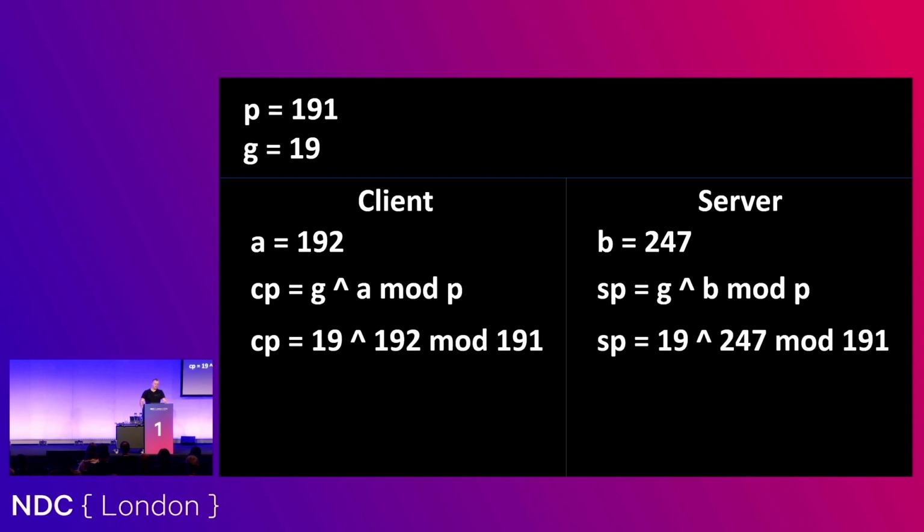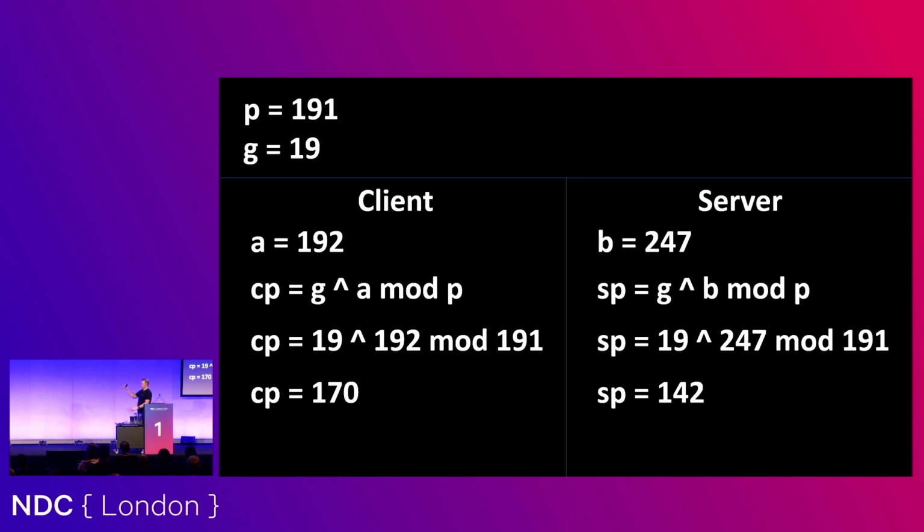So if we substitute in the numbers, we can see the calculation that we need to do. So the client's public value will be 19 to the 192nd power, mod 191, and the server public will be 19 to the 247th power, mod 191. If any of you have Wolfram Alpha handy, you can double check my maths here. I double checked them earlier, it looked good. And these are the numbers that you will come up with.